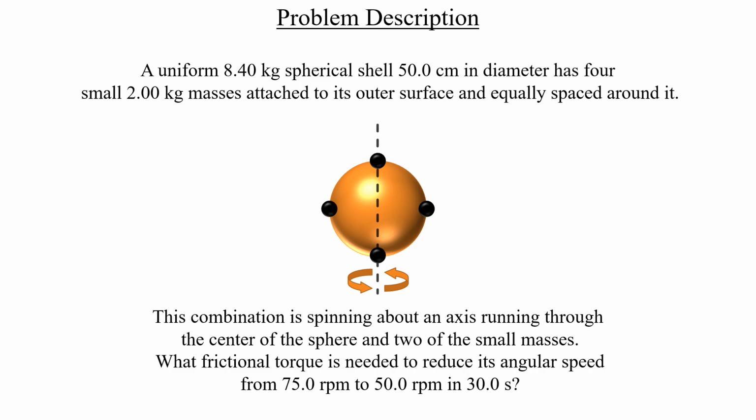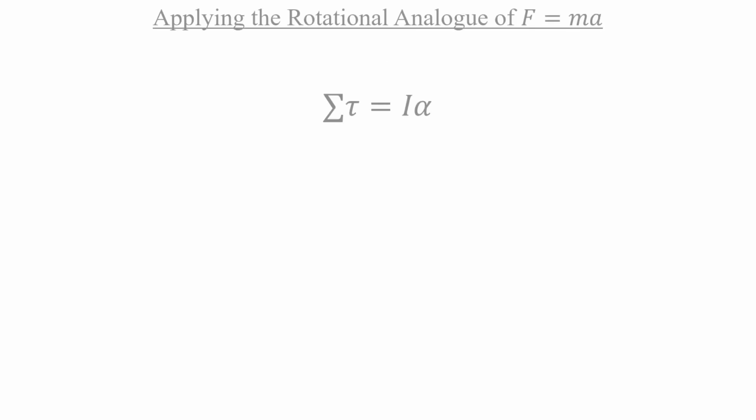Let's start with the sum of torques equation. On the left-hand side, there's only a single torque that's involved here, and that's the frictional torque, which acts relative to the rotational axis running through the center.